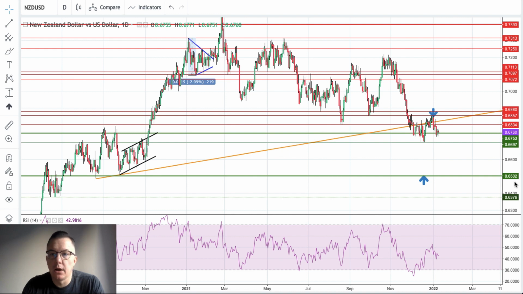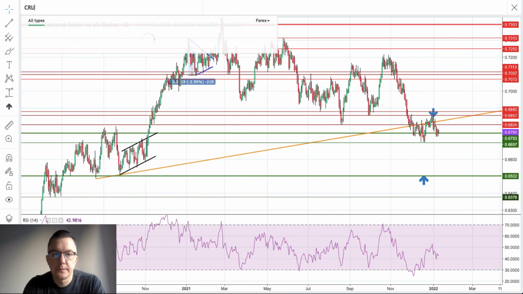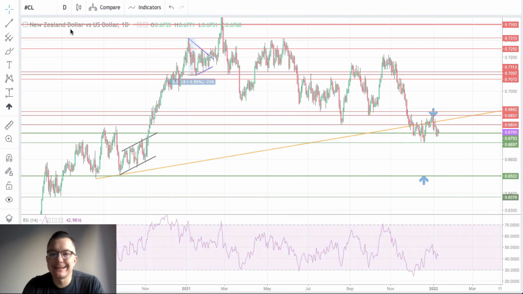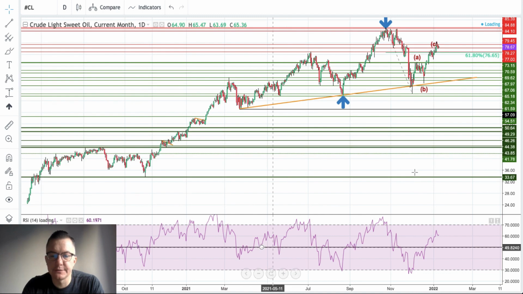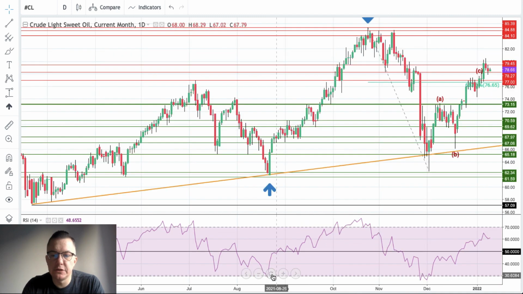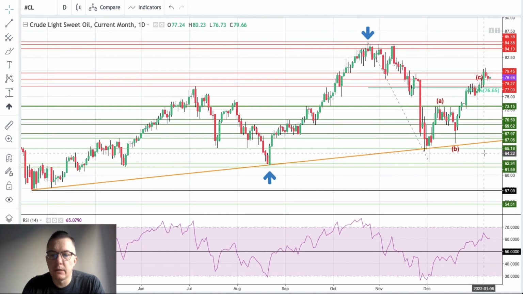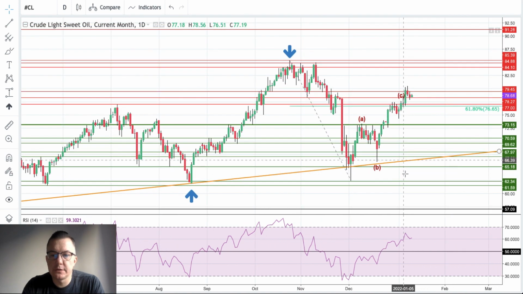Here we come on the New Zealand dollar. If we speak about the New Zealand and Australian dollar, it is very wise to take a look at the crude oil, because it's a commodity, and as we know, the Australian dollar and the New Zealand dollar are commodity currencies.